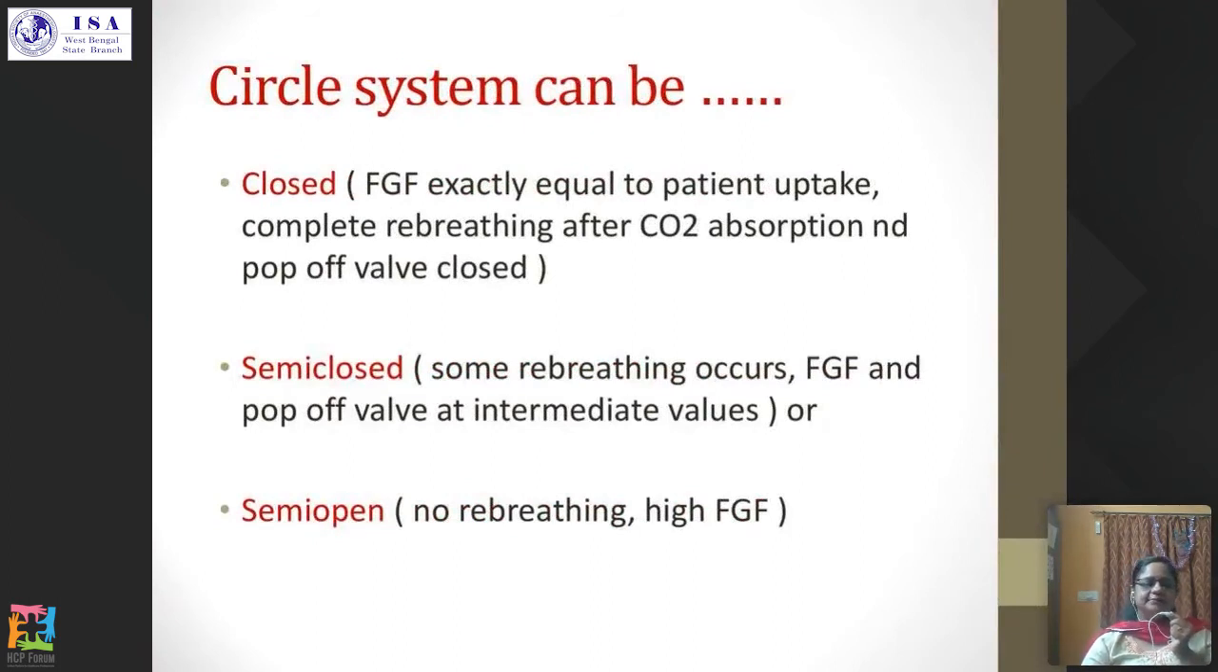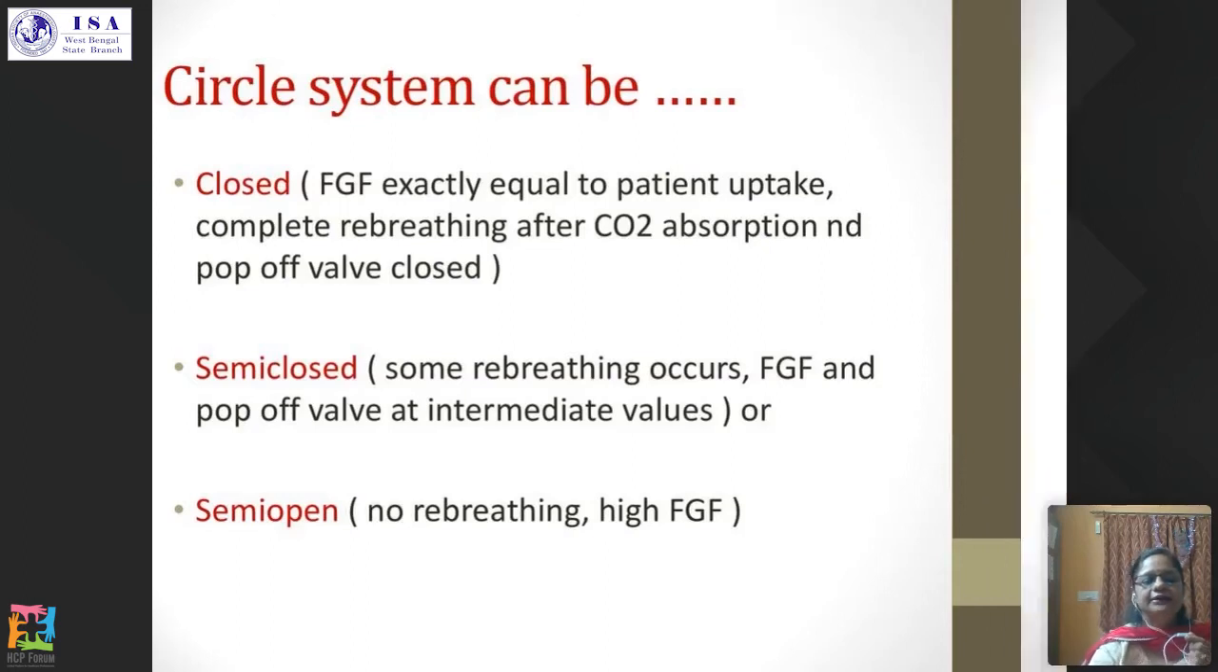Now, the circle system may be closed, semi-closed or semi-open. How may it be closed? The fresh gas flow is exactly equal to the patient uptake, with complete rebreathing after CO2 absorption, and the pop-off valve is closed. When it is semi-closed, some rebreathing occurs and the fresh gas flow and pop-off valve are at intermediate values. And when semi-open, there is no rebreathing and high fresh gas flow. So we have to give a very high fresh gas flow in the circle system in an open scenario.